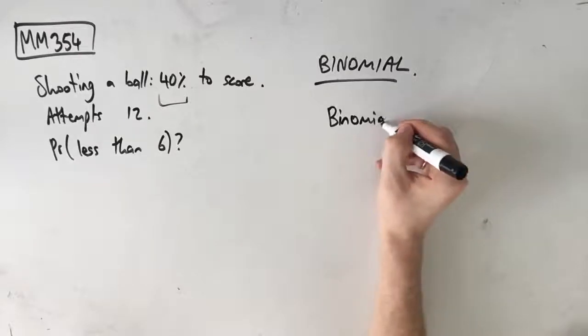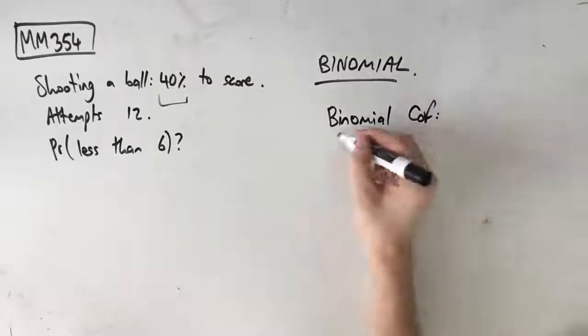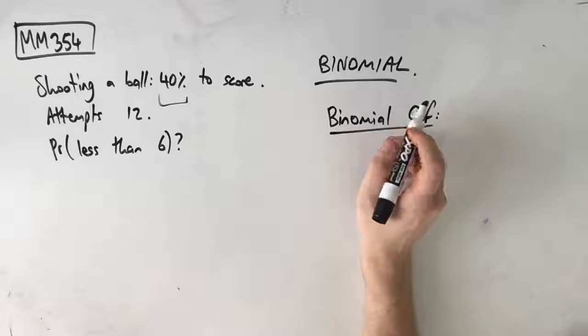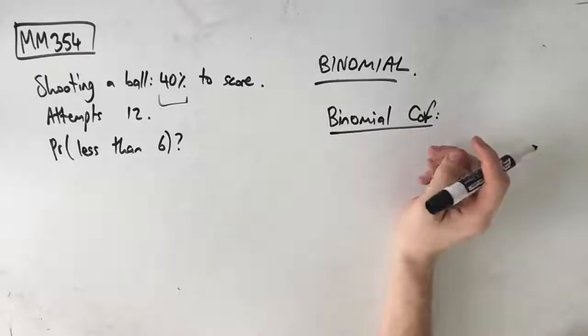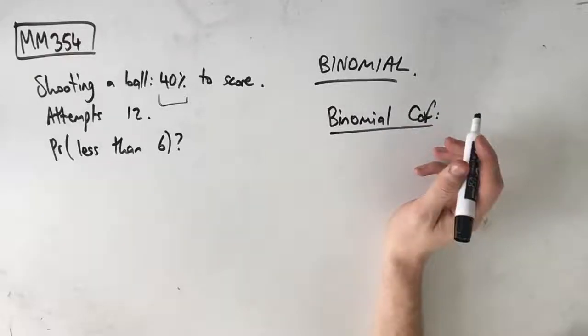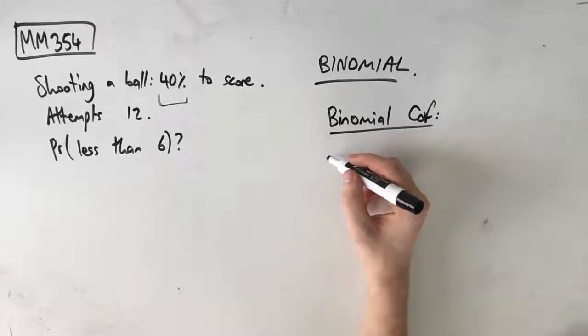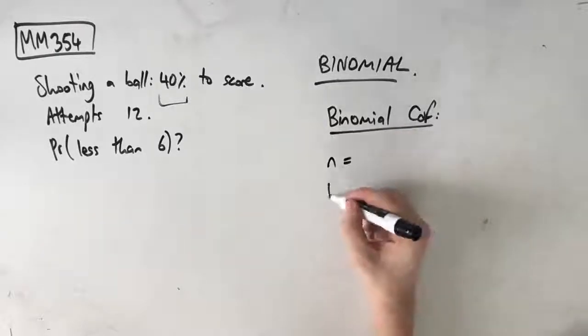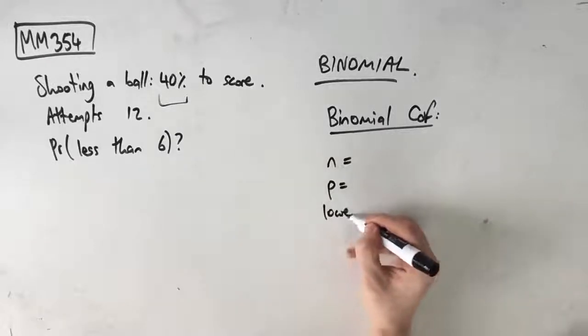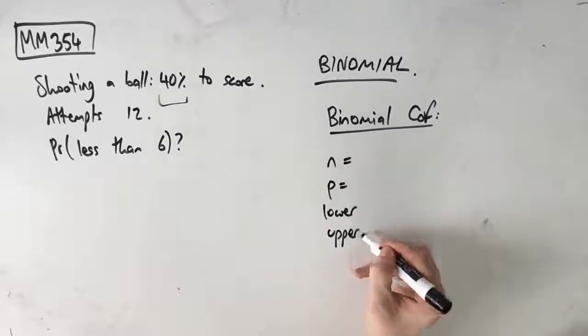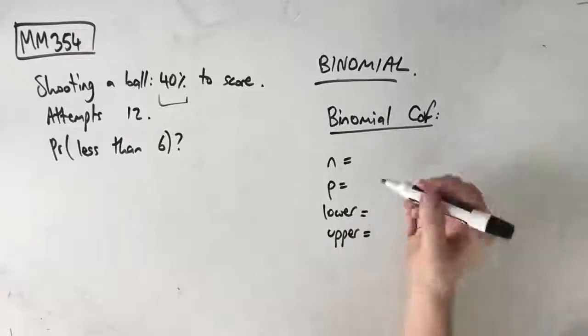in our CAS. Now, it's different on every CAS, but on mine it's menu 55E, and you'll just be able to see it. It's just called Binomial CDF. So it's going to ask you for 4 different things. It's going to ask you for our n value, a p value, a lower, and an upper. I think lower and upper go first, but you get the idea.